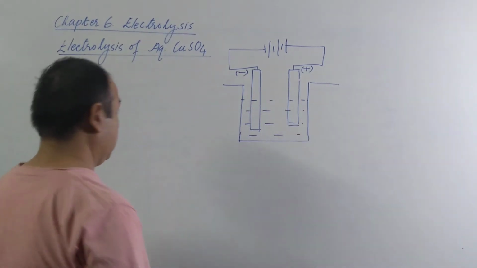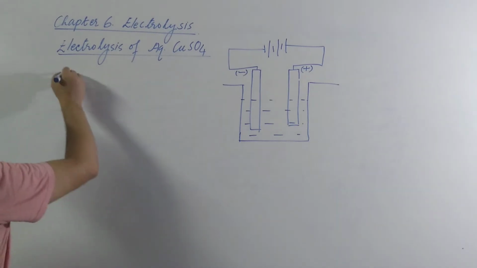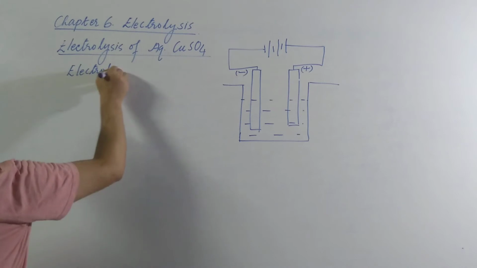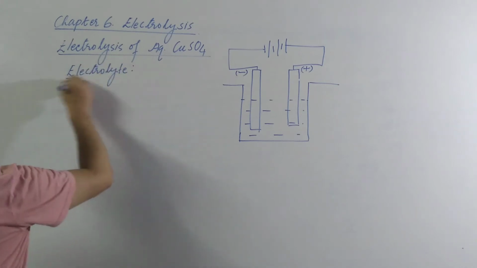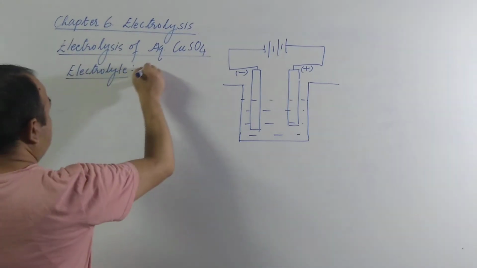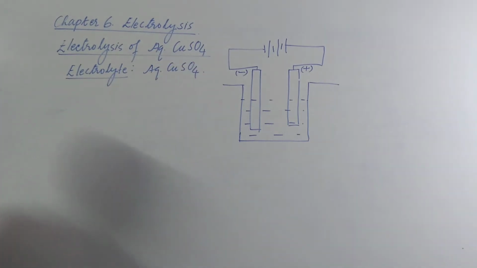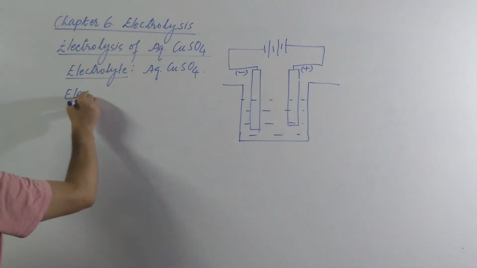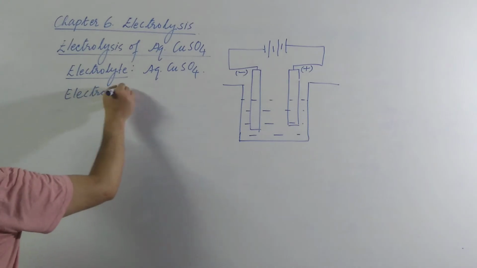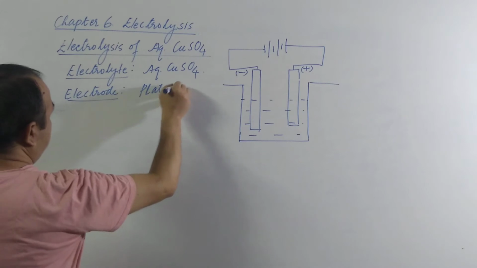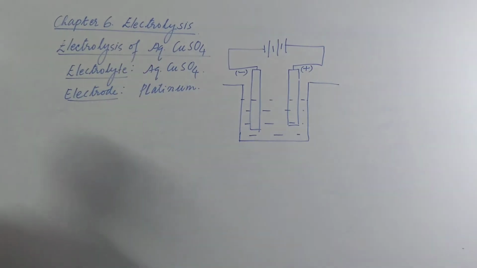Now, in this case, the electrolyte which is used will be aqueous copper sulfate, and the electrodes used are inert electrodes like platinum, which does not participate in the process of electrolysis.